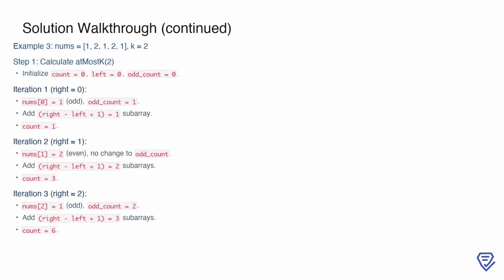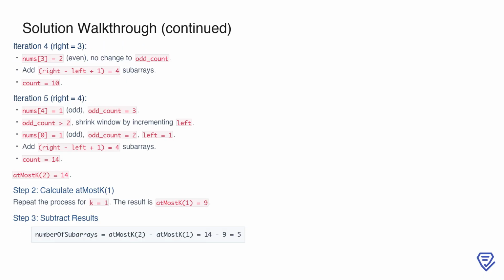In the second iteration, nums[1] is 2, an even number, so odd_count remains 1. We add 2 subarrays, [1, 2] and [2], bringing count to 3. In the third iteration, nums[2] is 1, an odd number, so odd_count increases to 2. We add 3 subarrays, [1, 2, 1], [2, 1], and [1], bringing count to 6.